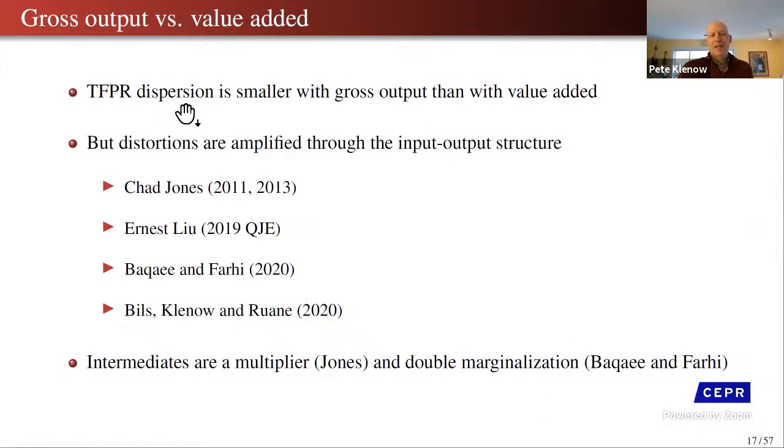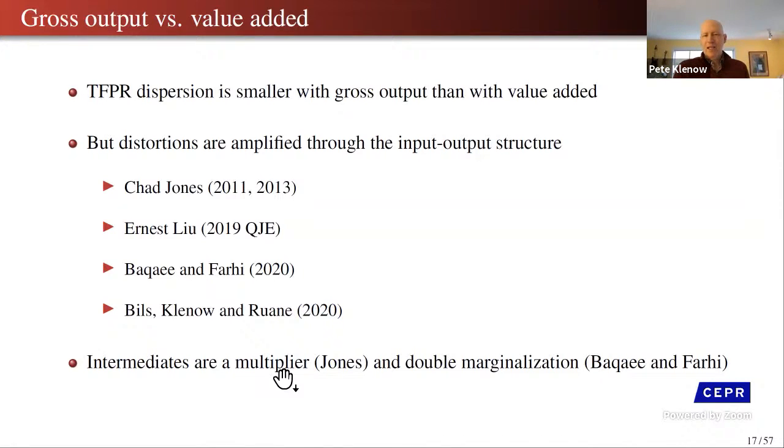So one aside, and I think this came up in Richard's talk, is: what about gross output versus value added? One thing is you get smaller TFPR dispersion if you do it relative to gross output than value added, but distortions are amplified. Chad Jones has a couple of nice papers. Ernest Liu has a nice recent paper. Baqaee and Farhi, I already mentioned their very nice paper. And that's a bunch of what my paper with Kian and Mark Bils is about.